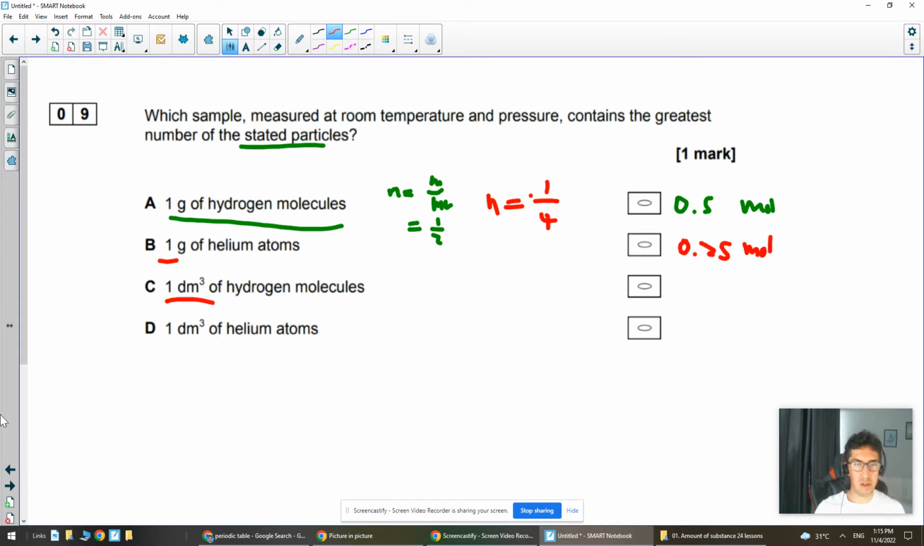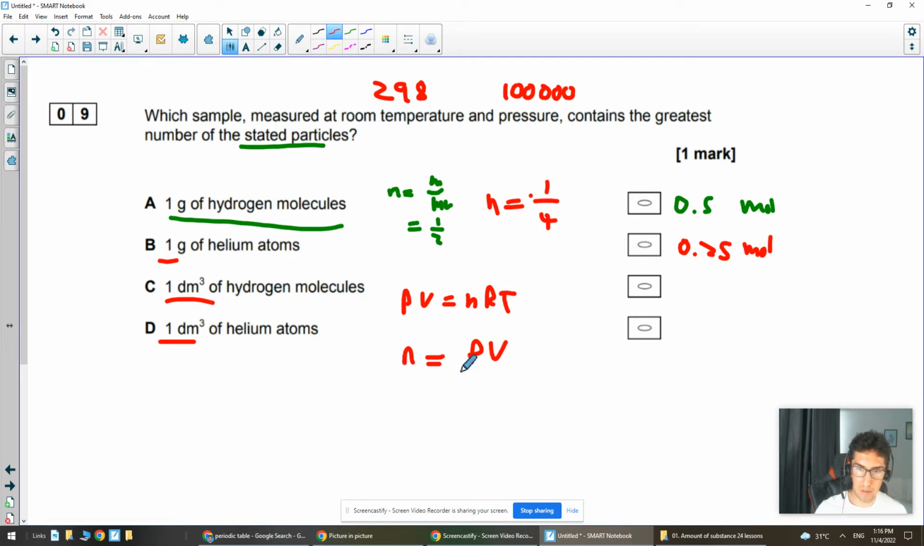Okay, what about these ones? Couple of ways to do these ones. You're told it's room temperature and pressure. So room temperature you're meant to know is 298 Kelvin and pressure is 100 kilopascals. Okay, so we can just put it in the PV equals nRT equation. So PV equals nRT, rearrange for moles. So moles equals PV over RT. R you should know is 8.31.